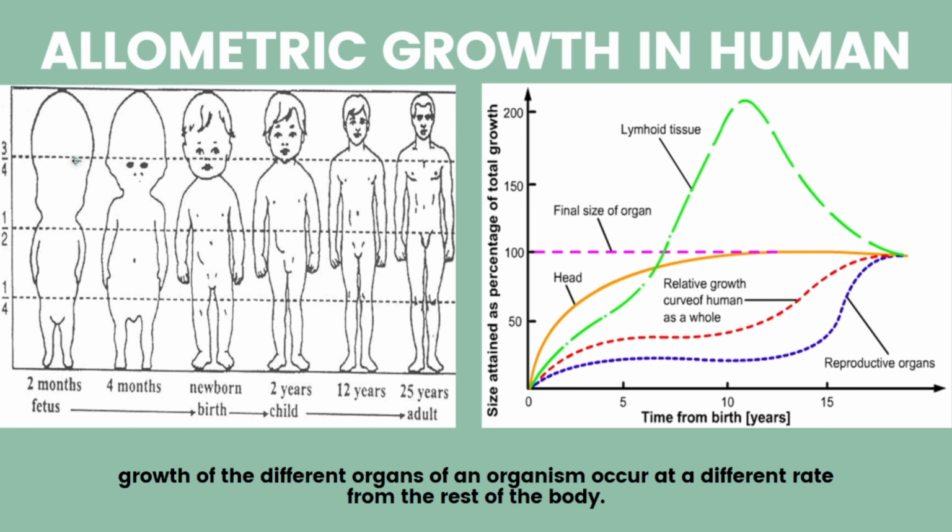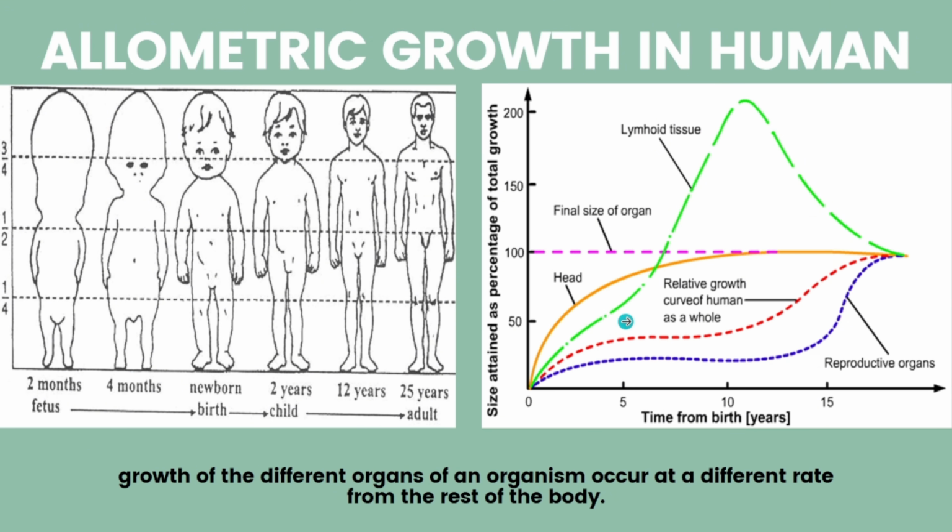Meaning that at the beginning, the organ growth rate is very high. That's why you can see the head is very big in this diagram. At the beginning stage, the head grows rapidly. The other organs stay very small. And then the one that grows least is the reproductive organ. At the beginning stage, your reproductive organ grows very little only. Once you reach puberty, your reproductive organ grows rapidly.